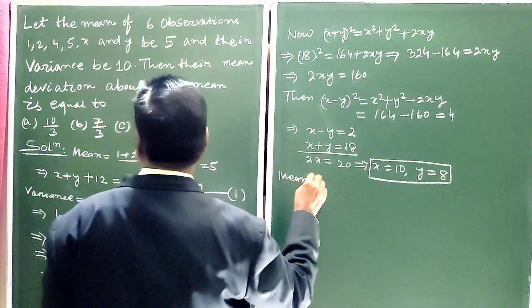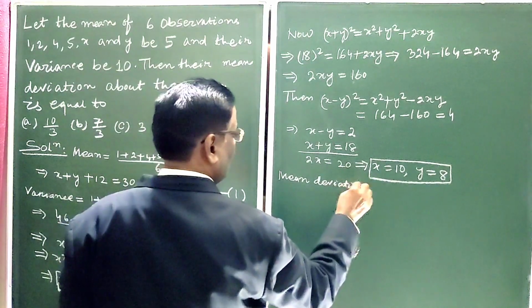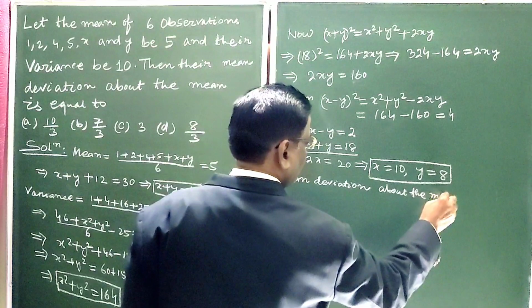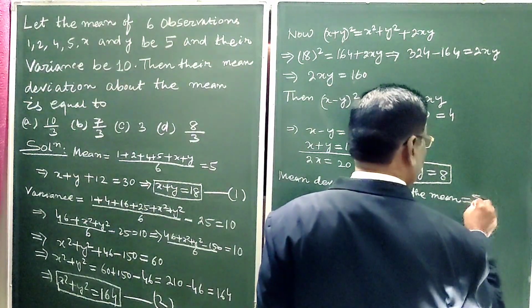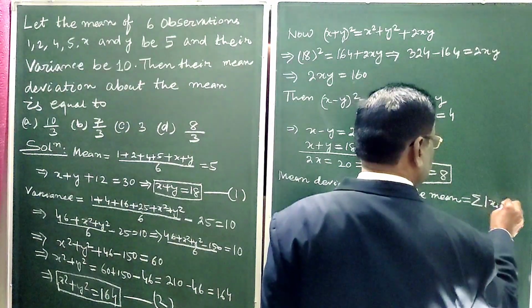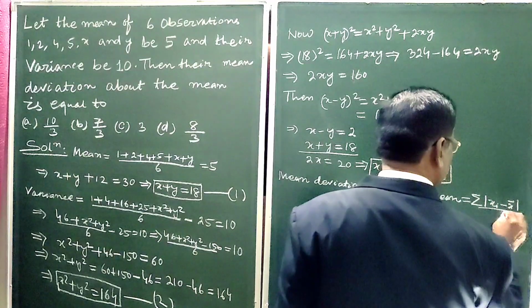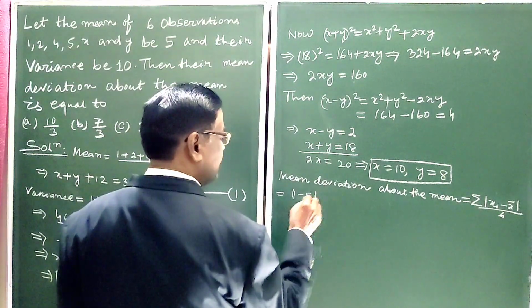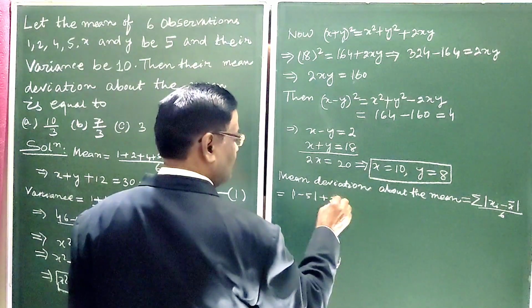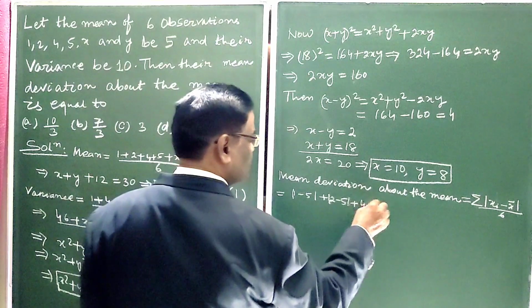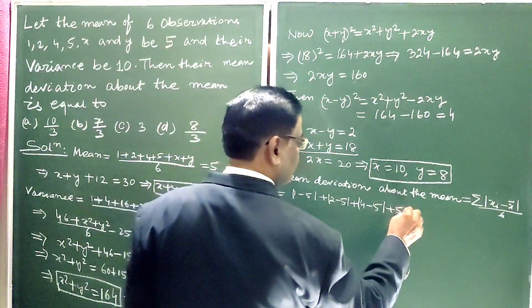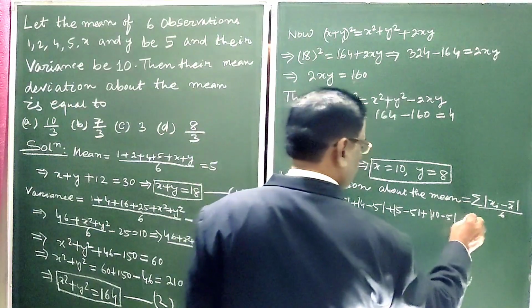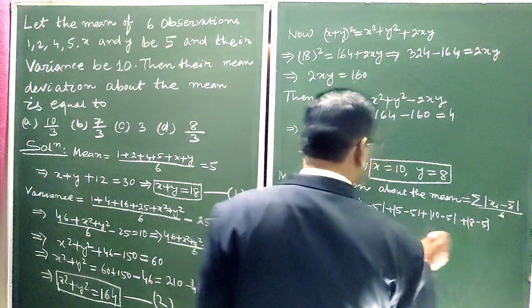Mean deviation about the mean is equal to summation of the absolute value of xi minus x bar, divided by 6. This is equal to |1 minus 5| plus |2 minus 5| plus |4 minus 5| plus |5 minus 5| plus |10 minus 5| plus |8 minus 5|, divided by 6.